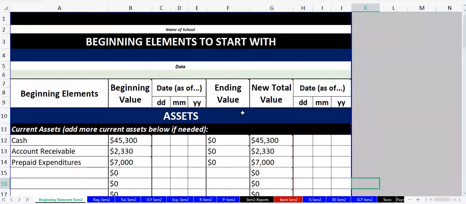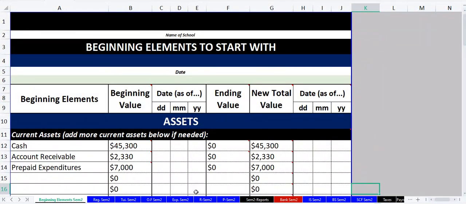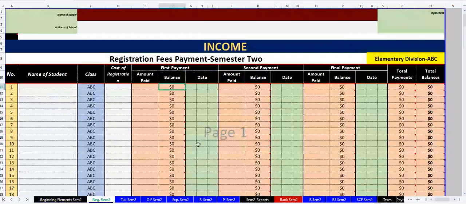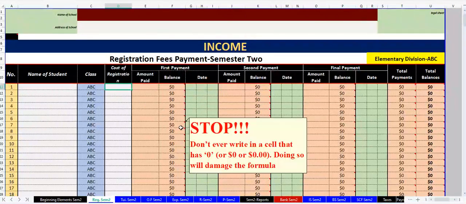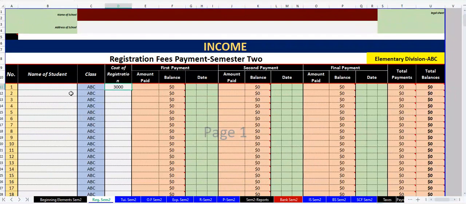So now we're coming to begin with semester 2. We come to the registration area here. Let's say the cost of registration for semester 2 was 2,000 or 3,000. Let's say Mary Peters continues again with the whole registration here with the 3,000. That's the value of the 3,000 for Mary Peters, and we are about to continue the whole calculations here.